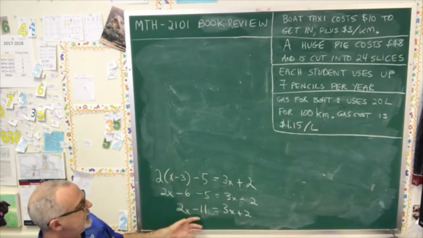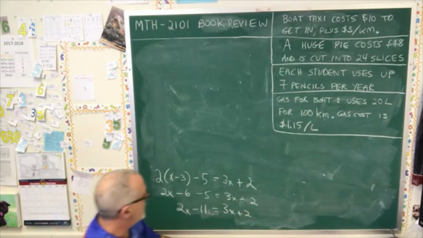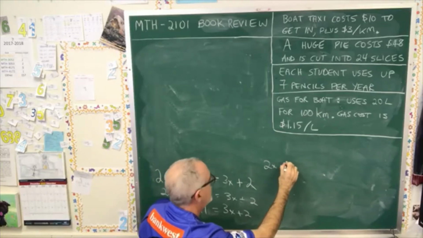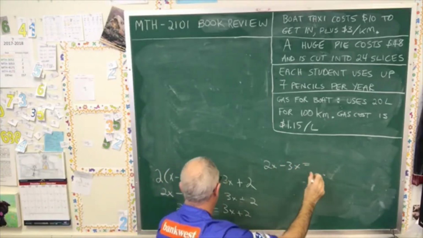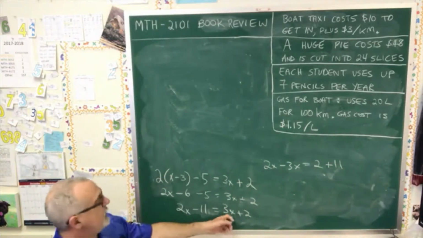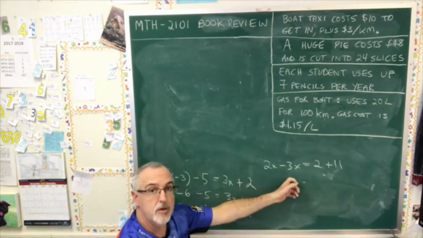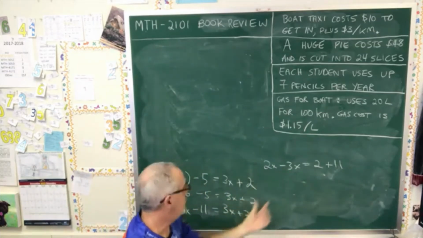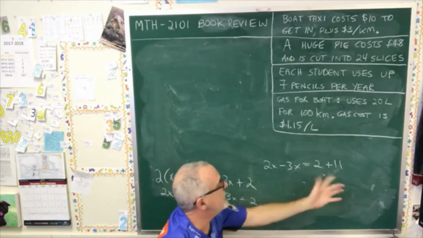Now I want all the x's on one side and all the numbers on the other side. So 2x minus 3x equals 2 plus 11. I've moved the 3x from the right side to the left side. I'm using the shortcut. I move the 3x to the left side, it becomes negative. I move the minus 11 to the right side, it becomes positive.